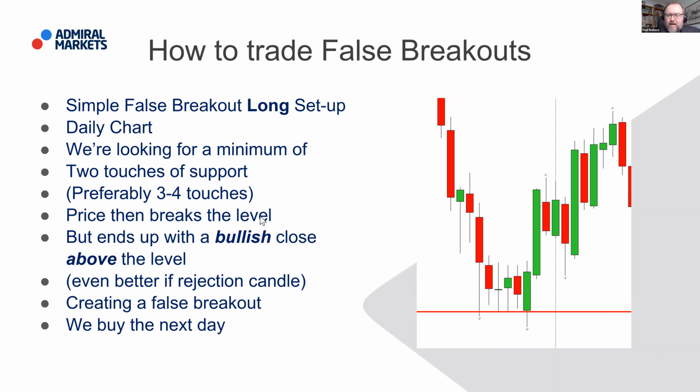Price then breaks that particular level that we've identified, but on that day, even though price breaks that level, it actually ends up as a bullish close above the level, right? And that's one of the key elements. And it's even better if it is a very nice, strong rejection candle, okay? It just adds to the confidence. What it's done is create a false breakout. And if you're trading this on the daily chart, we would be buying this the next day.